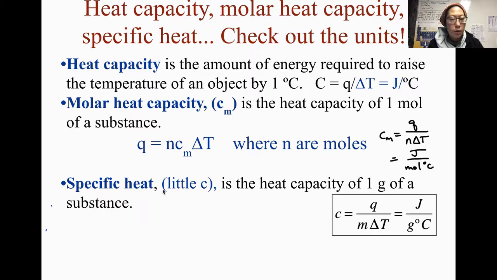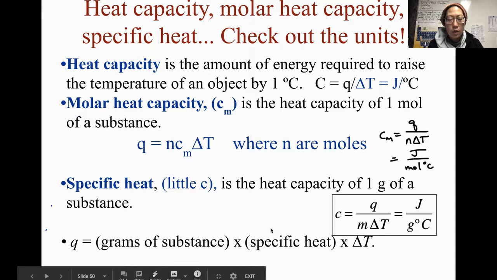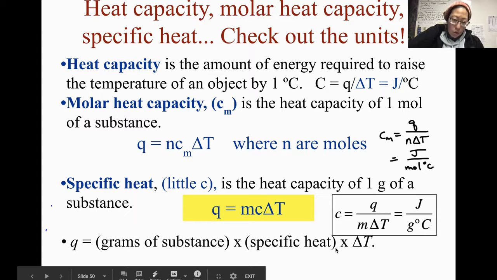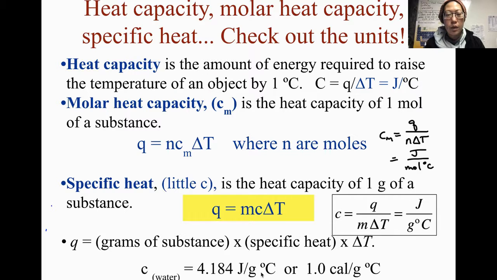And then the specific heat, little c, is the heat capacity of 1 gram of a substance. So here you can see that the units are joules per gram degrees Celsius. And then Q is the grams of substance times the specific heat times delta T. So that's Q equals mc delta T. All right, and it turns out water has a specific heat of 4.184 joules per gram degree C. And in calories, it's very simple. The specific heat of water is just one calorie per gram degree C.